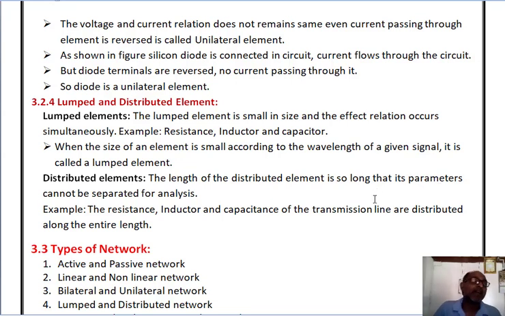that its parameters cannot be separated for the analysis. Like the resistance, inductance and capacitance of a transmission line, they are distributed along the entire length. As we have already said, the length of a transmission line is very, very long. So each and every element has resistance, inductance and capacitance. So it is a distributed type because its length is very high.